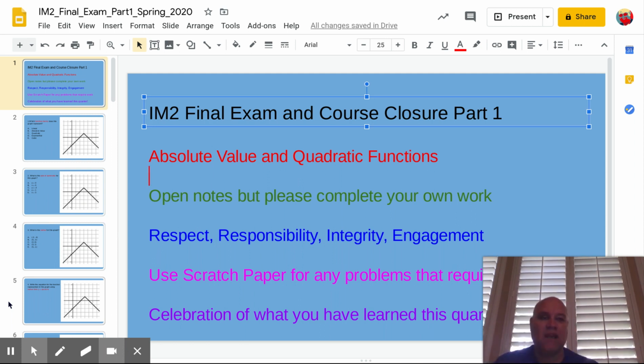If you have any problems that you need to work out, you can use scratch paper to do that. And this I expect to be a celebration of what you have learned this quarter. And it should be low stress. Again, open notes. You can refer back to things. And I'll probably be giving you some tips along the way. We're going to go over the questions here, so I'll be giving you a little detail if needed for the question. All right, so if you're ready to go, let's do it.